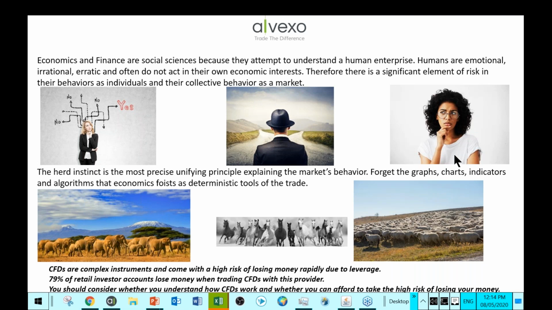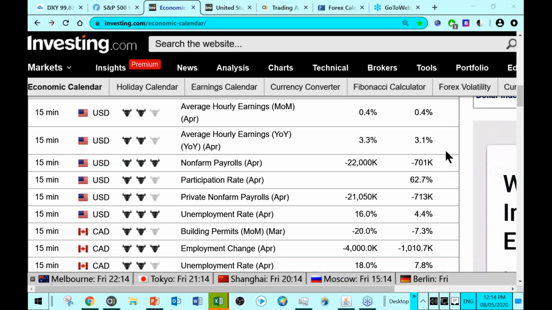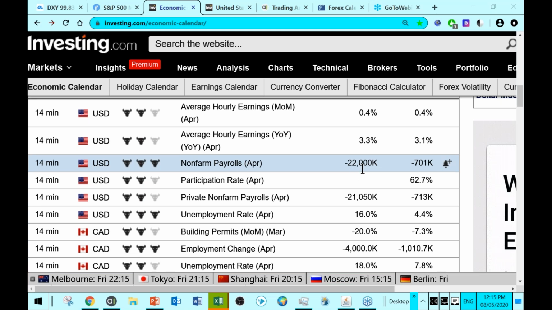Let's just take a quick look at this. This does definitely bear some attention. This, of course, is the calendar itself. So we see that in 15 minutes' time, we have the non-farm payroll report. That's written in thousands, 22,000 thousand, which means 22 million. That's a negative number. Now, last month we had minus 700,000.